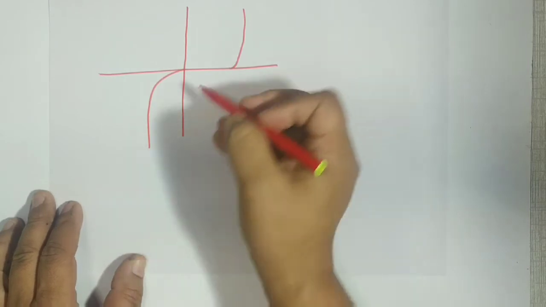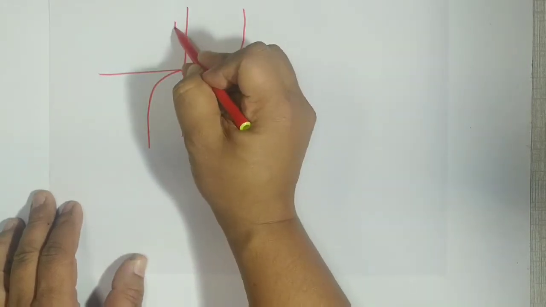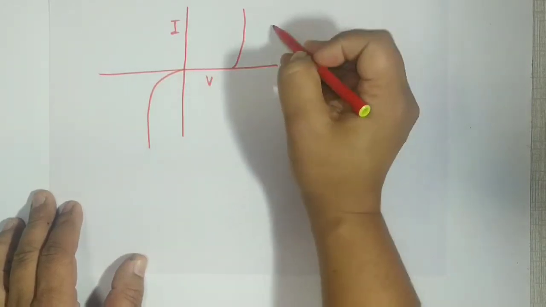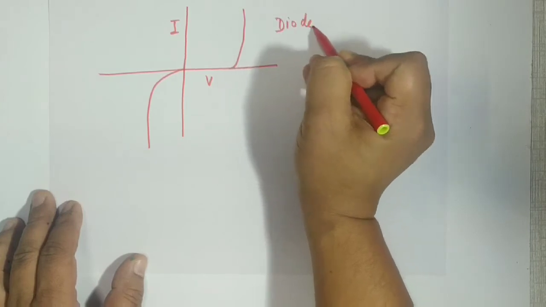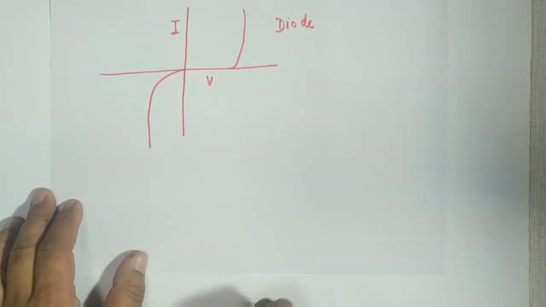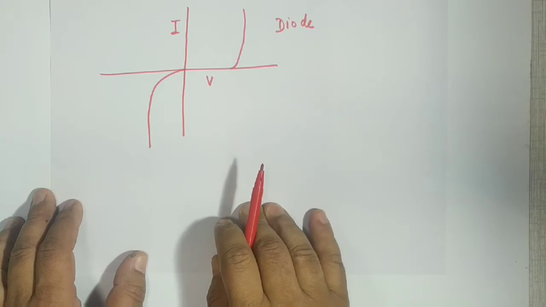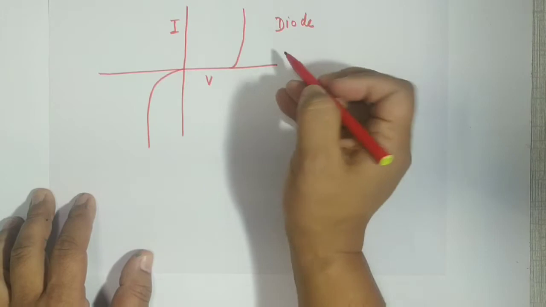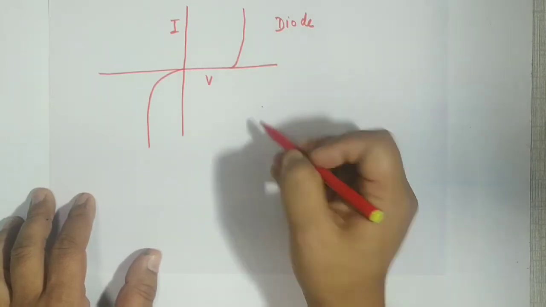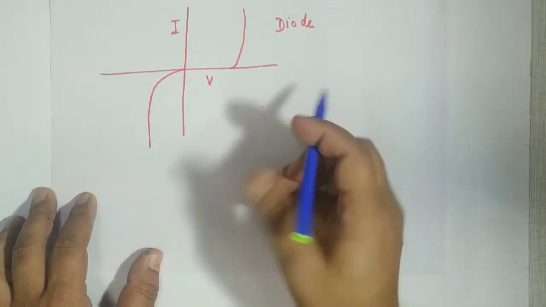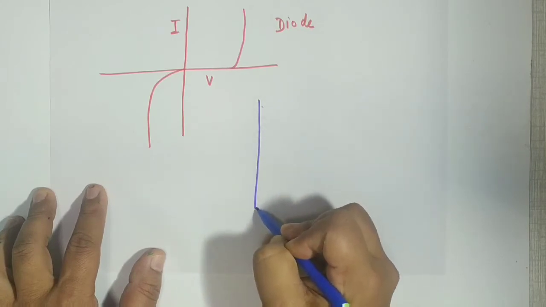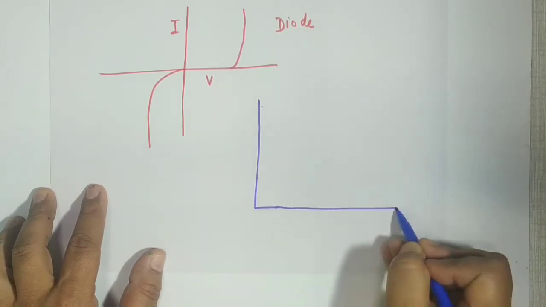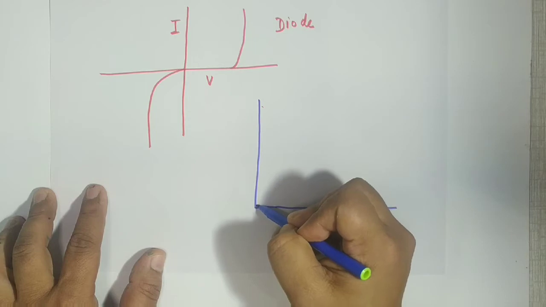Sometimes this is the graph. This is the I-V graph for a complete diode. This is a characteristic graph of a diode because it is for positive and negative values of voltage and current. And then there is another graph. This is for a diode, and there is another very important graph which I am going to draw like this.